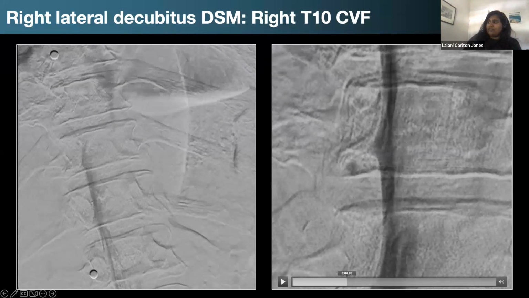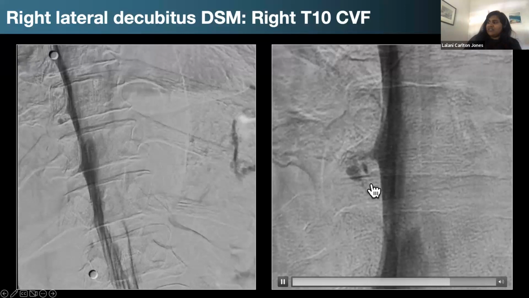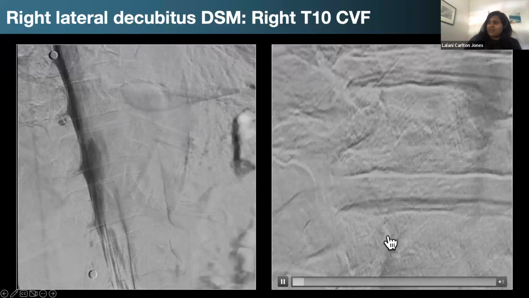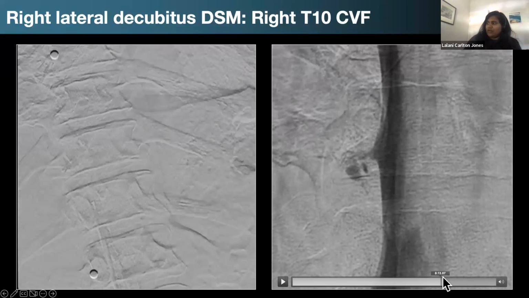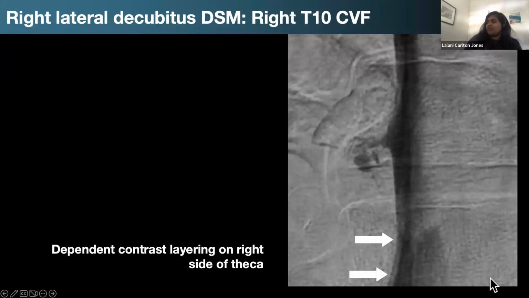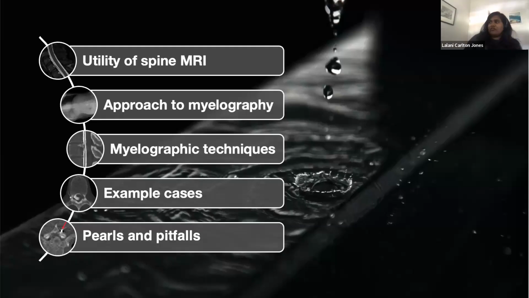But what we see here is towards the end of this run, here's the diverticulum. You can see some irregular squiggles around this. And right at the end, you see this draining vein that starts to flicker and fill with contrast really right towards the end of this run. And it happens right at the end, you can see that draining vein. So that's the example, contrast layering on the right side. You see the meshwork of these radicular veins, and then you see a flickering draining vein.